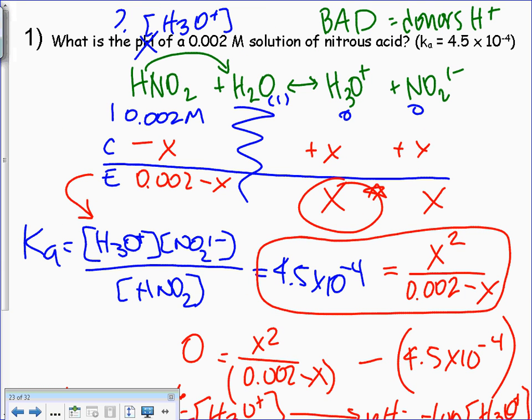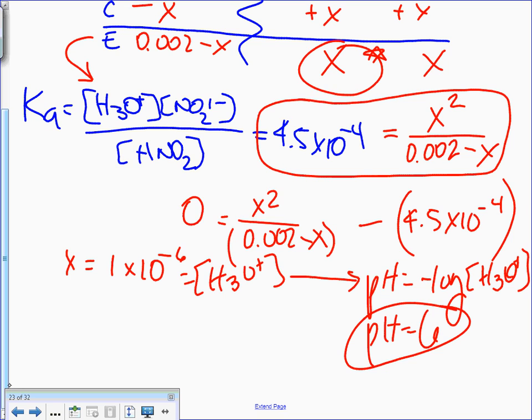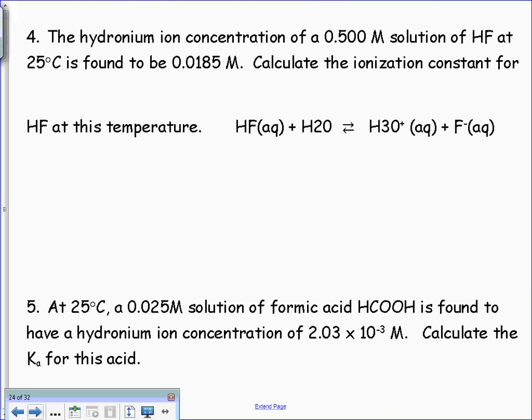You do an ICE box with a given concentration, and then you use X once you get it in some way or form. You can also do this via the quadratic formula. There's actually another way to find X, and I might not tell you guys that right now. Okay, so I think that's all I want to do right now.